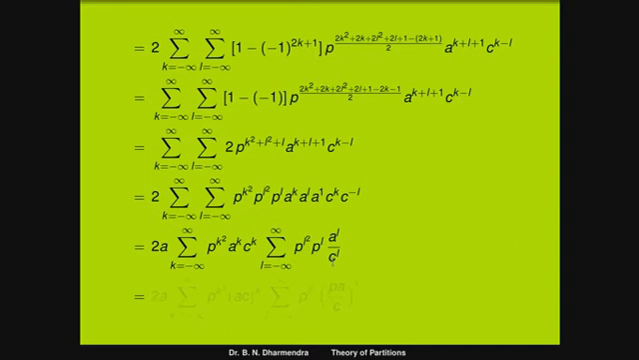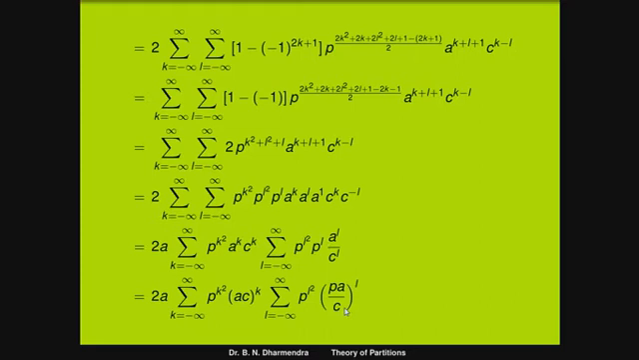So, it can be rewritten as 2 times a into the summation k running from minus infinity to plus infinity, p to the power of k square. Here both the power is k, that is (ac) whole to the power of k, into the summation l running from minus infinity to plus infinity, p to the power of l square. Here the vacant term is (pa by c) whole to the power of l.